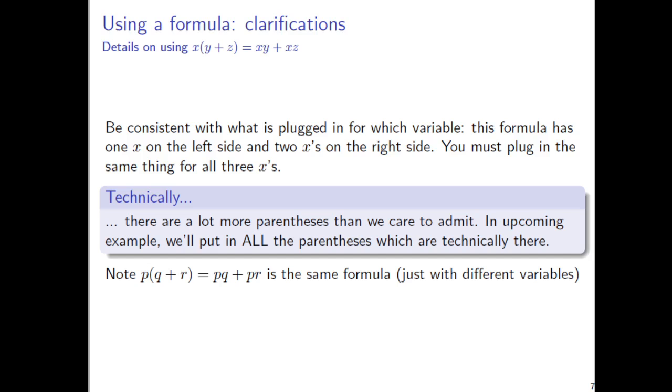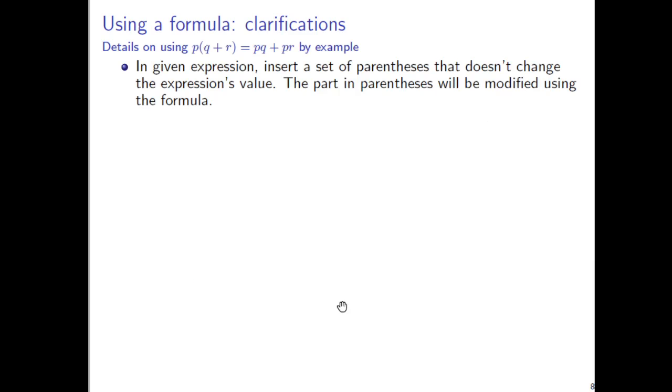So first of all, note, if I just switch out all the x, y, z's with p, q's, and r's, then I have p times quantity q plus r equals pq plus pr. That's the same formula, just with different variables. Okay, so we'll do it in that form. And how do you use a formula with all of that parentheses business? This is going to look really strange. This is going to be, I'll have to admit, a little tedious, but I want to go through this so that you really get a sense of what really happens using formulas. And then we'll talk about how to be a little lazier after this.